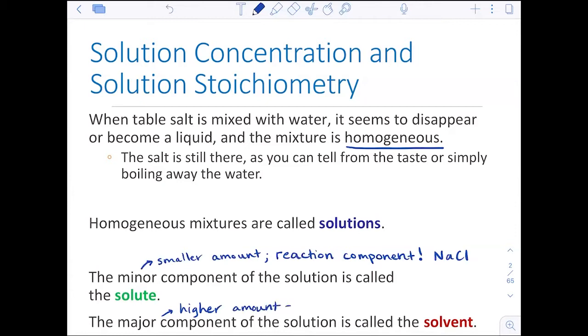This for us will be water. Now, water, not that water is unimportant or doesn't react, but when we look at these two components, typically the reaction component, the component that's undergoing some sort of physical or chemical change, will be the solute. The solvent, water, is going to stay and hang out as water.